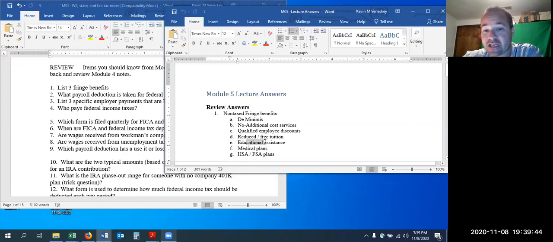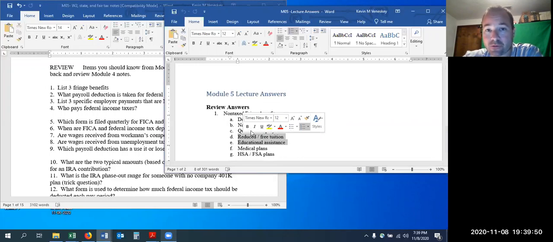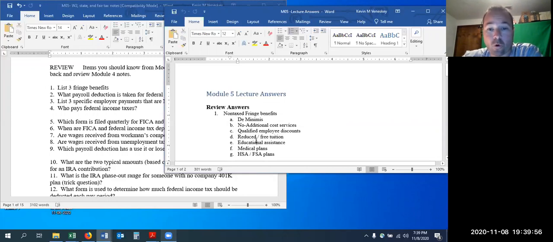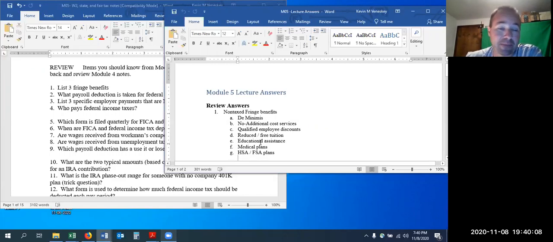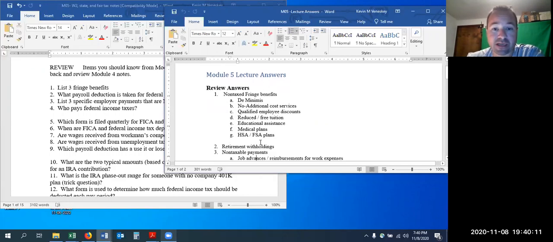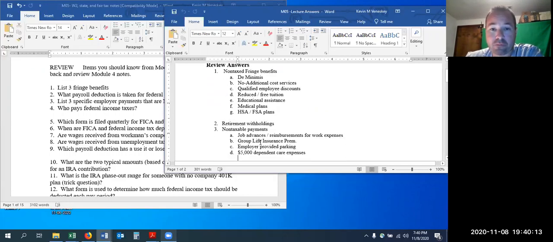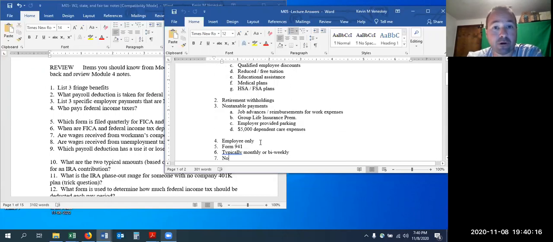Reduced or free tuition and educational assistance, these two kind of go together. It just depends on where you work. If you work at the actual college or university, you could get free tuition, and that could be any dollar amount. Or if you're not at a college or university, your employer could help pay for that. And that's not taxable to you either, even though you're essentially getting free money. It's not paid to you, it's paid directly to the university, but still you're getting a nice benefit. And then the medical plans: an FSA having money put into it by the employer, an HSA potentially having money put into it as well. Putting money aside into your 401k would also be an option there.